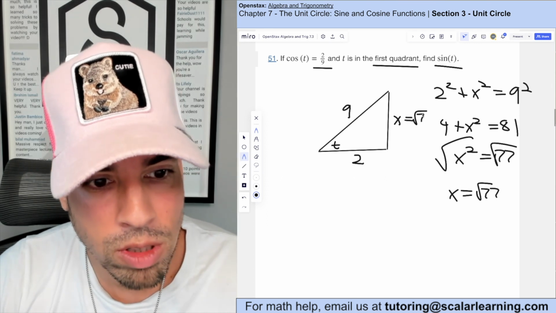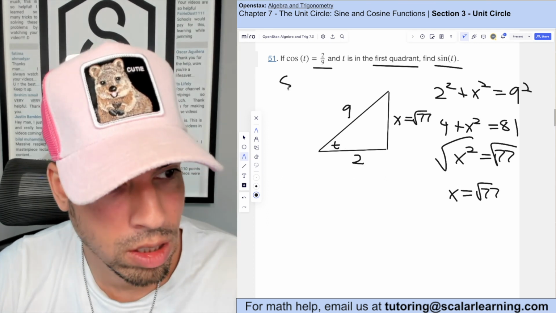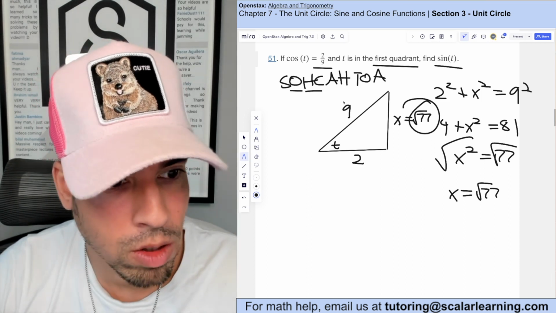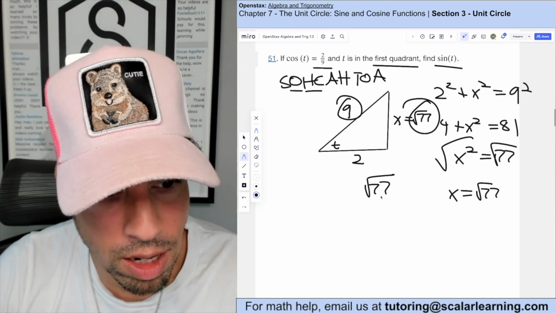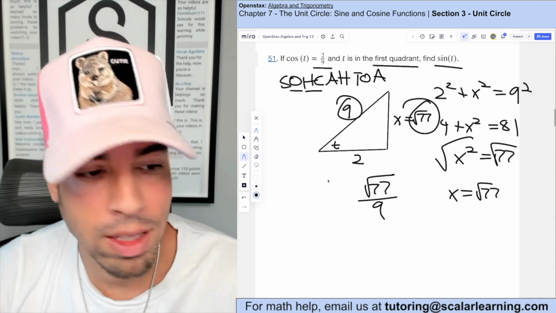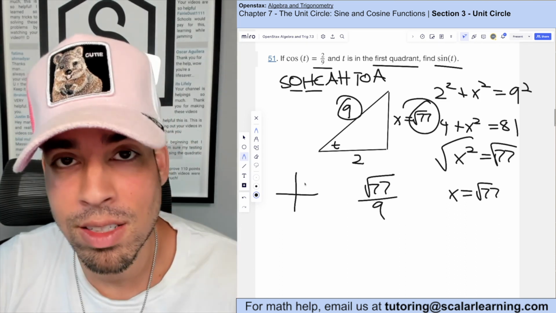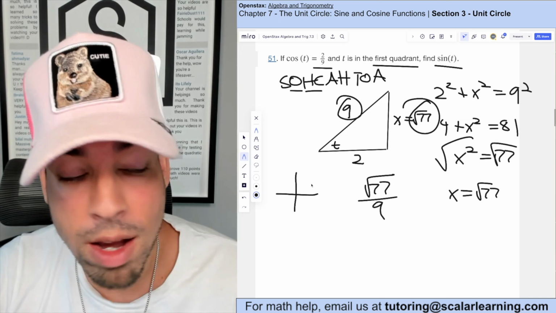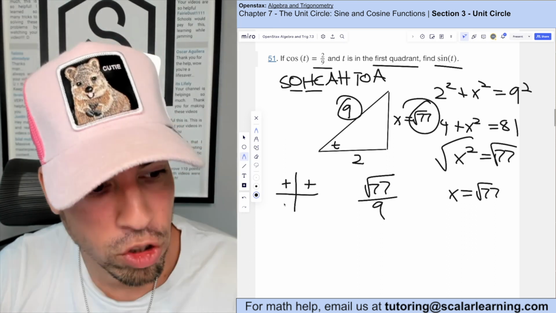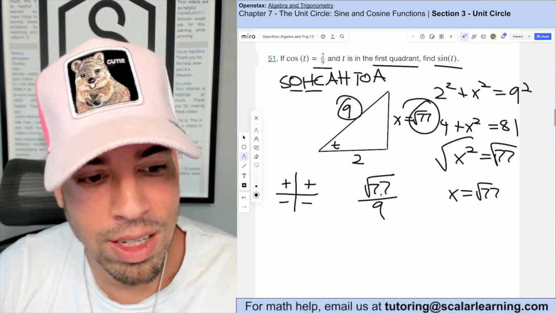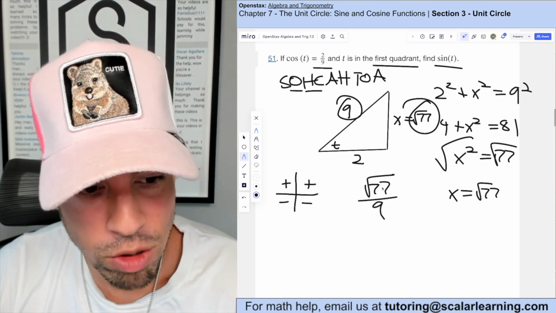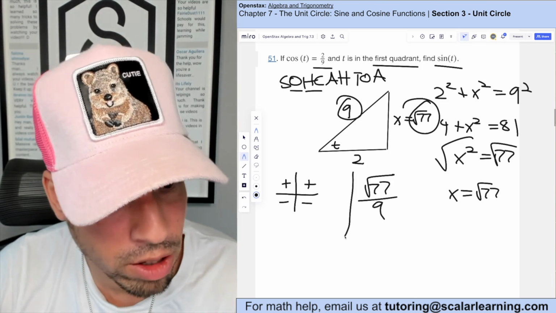Now we can take this and find sine using SOHCAHTOA, which says that sine is opposite over hypotenuse. So it's opposite over hypotenuse, which is radical 77 over 9. Now, the last thing we have to consider is which quadrant this is in. We have to remember that sine is like the y values. Sine is positive up here and here, quadrants 1 and 2. In quadrants 3 and 4, it's negative. Since this is in quadrant 1, everything is positive, so this is going to give you a positive value. That's how you do it.